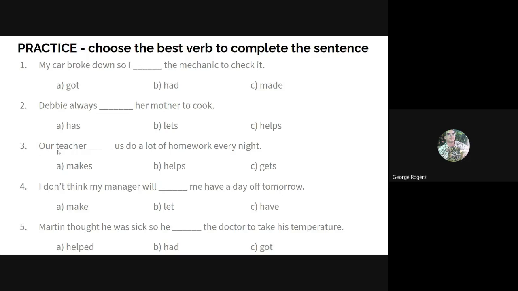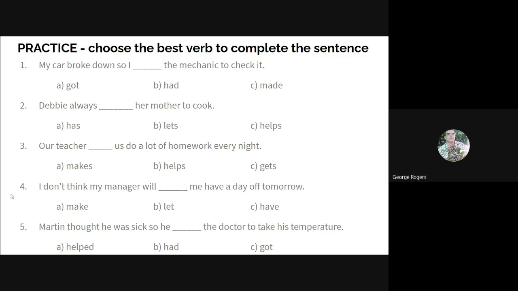Practice number 3 here. Our teacher blank us to do a lot of homework every night. So do is the base verb here. There's no "to" in front of it. So that should help you eliminate some of it. And so again, homework every night.